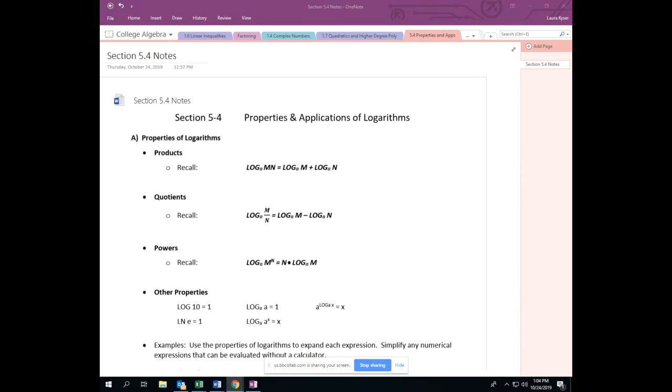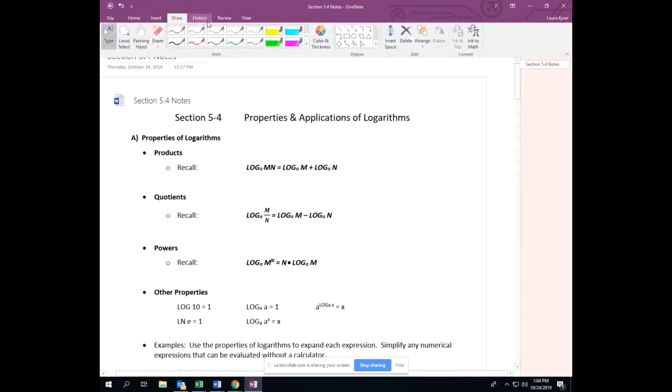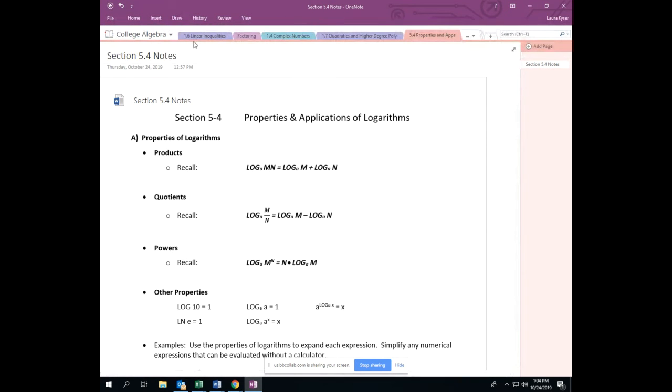Today we are going to be talking about section 5.4. And section 5.4 is one of the last sections in our last unit. It deals with the properties and applications of logarithms. So there are several different properties that we're going to discuss and apply today. The first three are the product, quotient, and power rule.